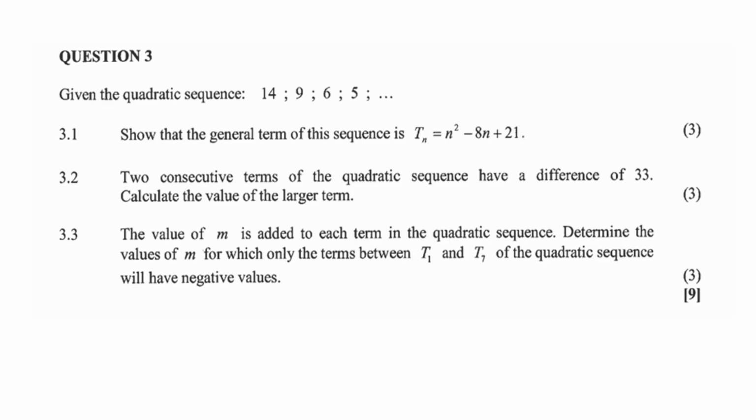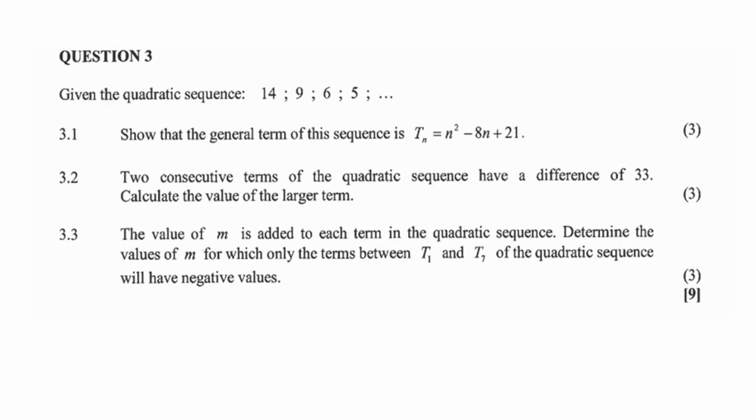So 3.1, show that the general term of the sequence is Tn equals n squared minus 8n plus 21. So in this question, be careful. They give you the answer. You must show how you get to the answer. So just be careful when you answer this one.